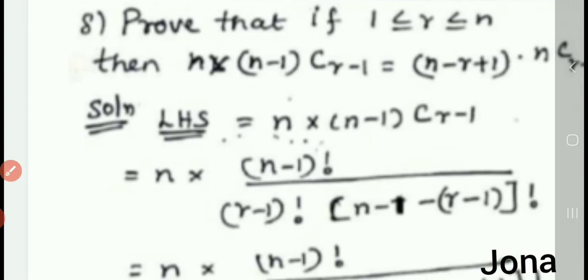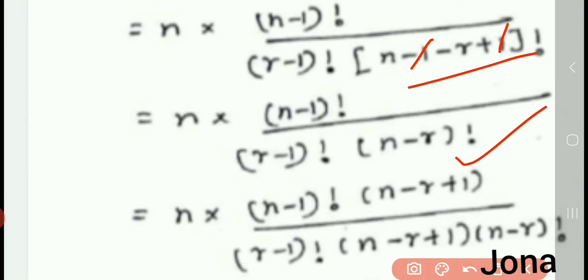So that I have at the numerator n into n minus 1 factorial as it is there. At the denominator I can write this as n minus 1 minus of r minus 1, which is nothing but n minus 1 minus r plus 1. So if you simplify here, minus 1 and plus 1 will go off. The remaining thing I have is n minus r, so that factorial is n minus r factorial.